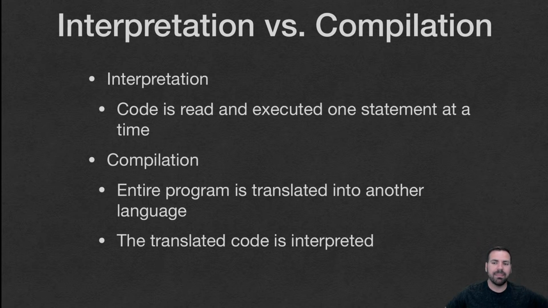All right, quickly, this doesn't fit really anywhere else, so I want to jam it in right here. Interpretation versus compilation. I mentioned it a little bit last time, but let's give a little bit more explanation on it. Interpretation is when your code is executed one statement at a time, just line by line. JavaScript and Python are interpreted languages. Compilation is where your entire program is translated into another language first, and then that other language is interpreted. This is what Java is. Java is compiled into Java bytecode, which is its own language, and then the JVM runs Java bytecode. It interprets the Java bytecode.